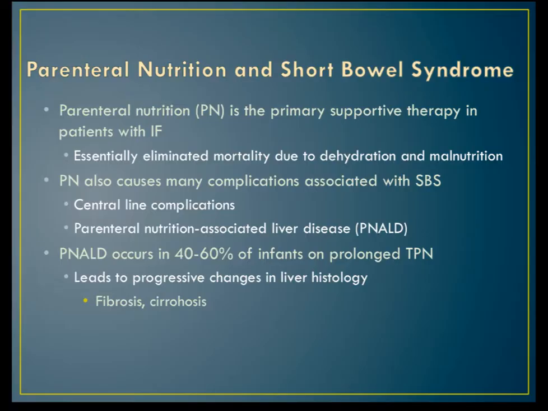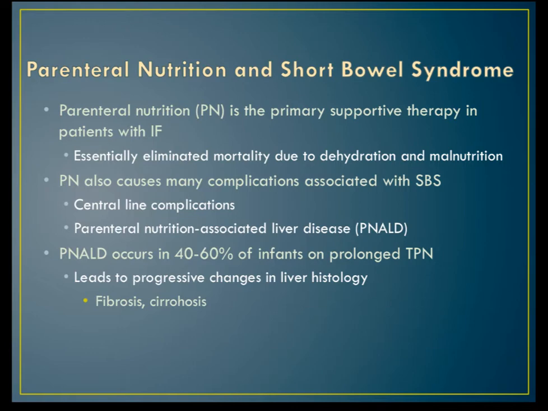So if we are unable to get the patient off of parenteral nutrition because they've just lost too much of their bowels, or the bowels are unable to adapt and unable to absorb enough nutrients to keep them alive, we will have to keep them on parenteral nutrition. Parenteral nutrition has eliminated the mortality of short bowel syndrome due to dehydration and malnutrition. However, it still accounts for some of the morbidity because it's administered parenterally through a line, and because it does lead to liver disease.